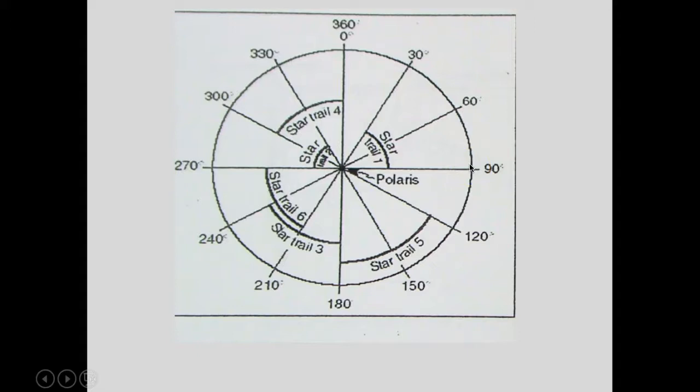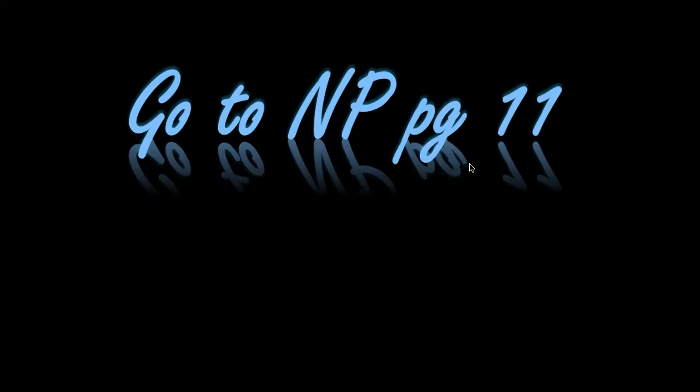All right, so taking what I just talked about, taking the number of degrees moved and dividing by 15, we can figure out how long the Earth was rotating for. So you're going to take that information, go to page 11 and 12 in your note packet. Once you're in your note packet, you're going to answer those 2 pages. I'll go over the answers with you tomorrow.